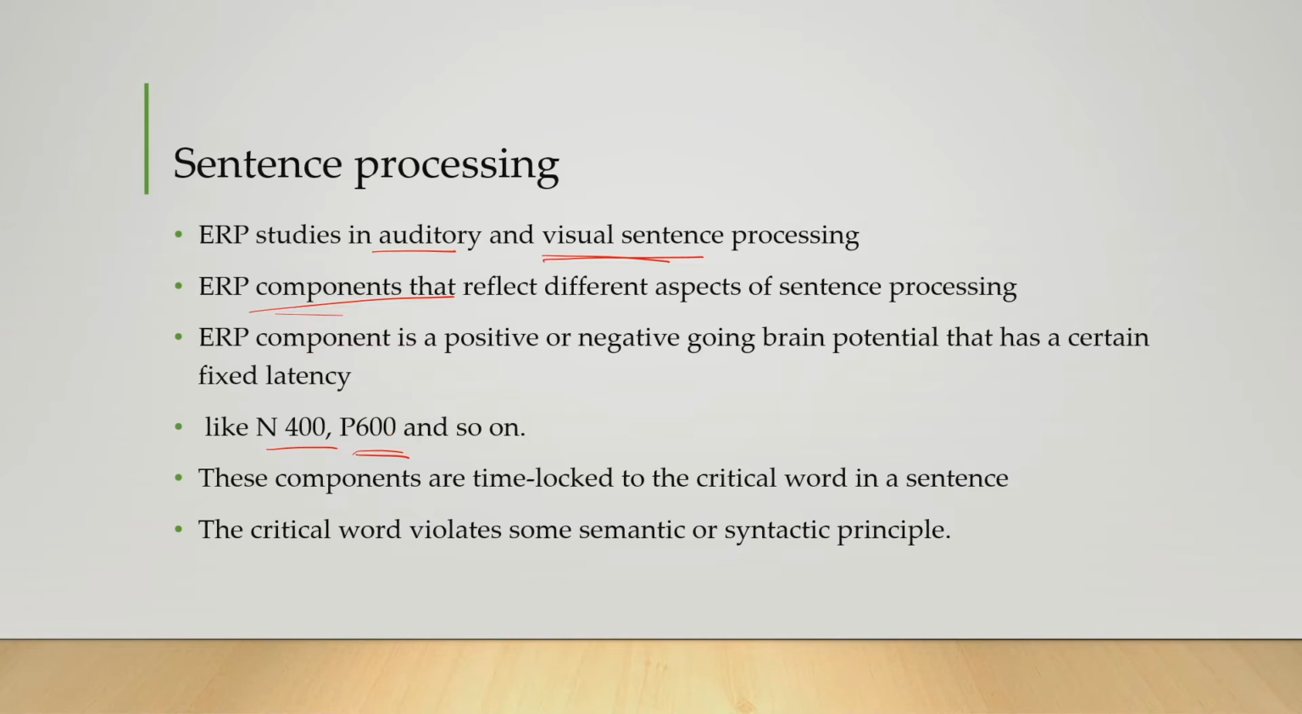So, there are certain typical brain mechanisms that are associated with these ERP components. When there is a semantic anomaly, N400 is found. Similarly, when you have a syntactic anomaly, we see a P600 effect and so on. These components are time locked to the critical word. So, basically when you are listening to a sentence, exactly at the time when you are listening to the critical word in the sentence or the critical part of the sentence, that is when it is locked.